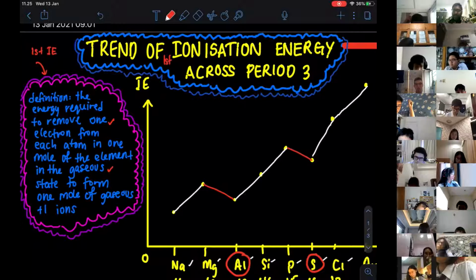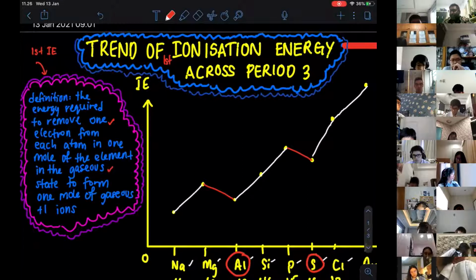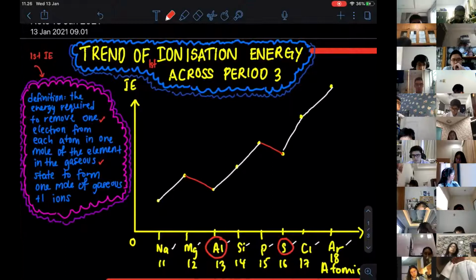Ionization energy is successive. You can keep on removing one electron. Even after you remove one electron from sodium, you get Na+. From that Na+, you can still remove one more electron to give you Na2+. That is going to be second ionization energy. So this is the definition for first ionization energy.